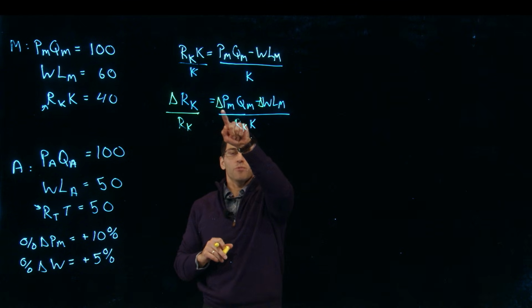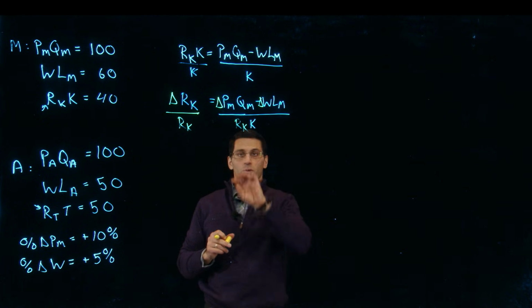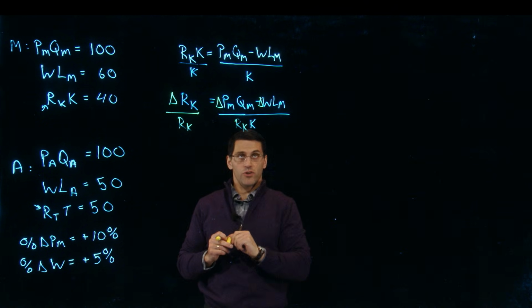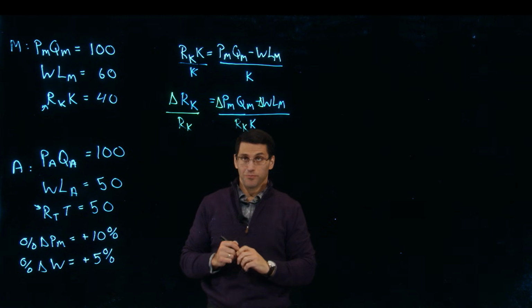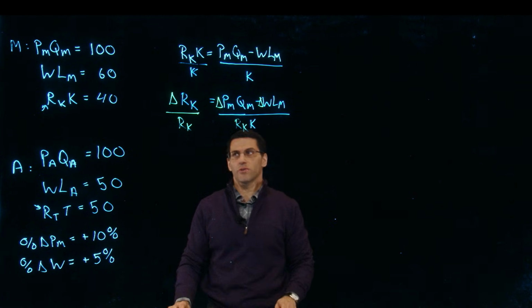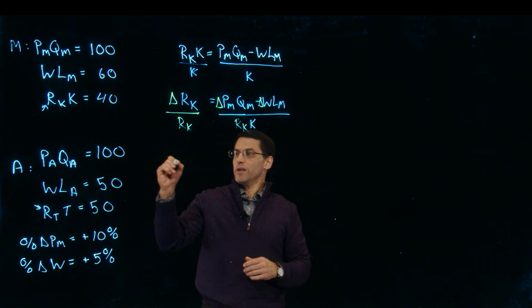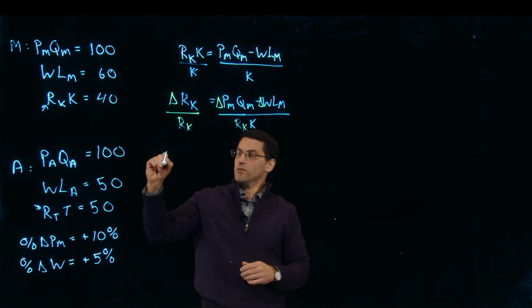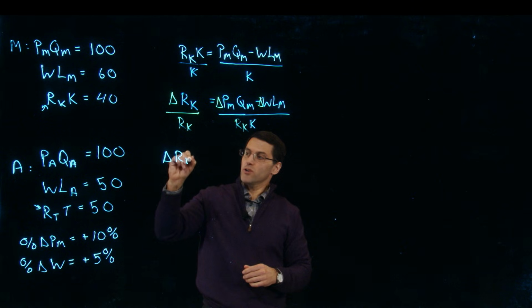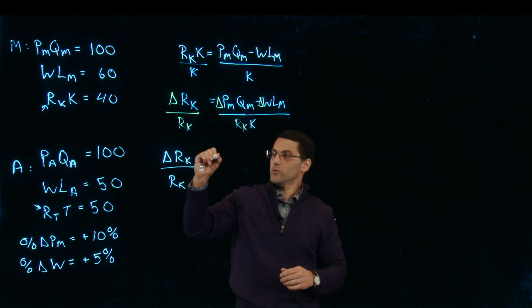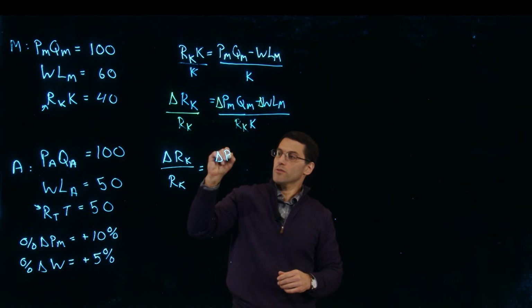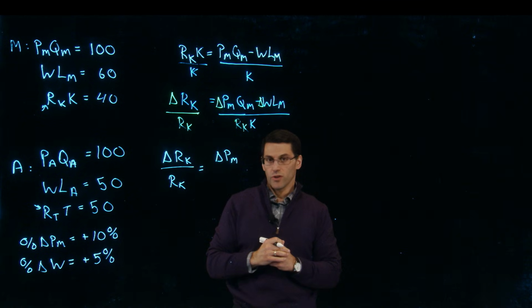Here we have the change in the price of manufactured goods, and we want to convert that into a percentage change, and we want to do the same thing for the change in the wage. Well, so how do we do that? So now we have change in RK over RK equal to change in the price of manufactured goods.